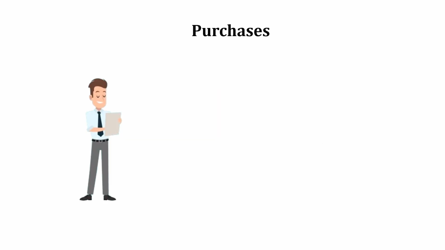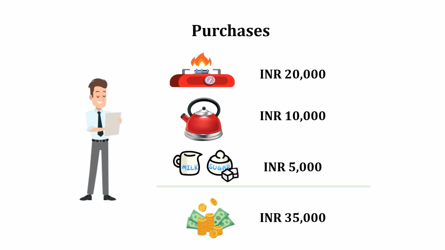If you go back to step 2 where you made purchases, you made purchases of a total of 35,000. You converted the money into your assets. So 20,000 was converted to a store, 10,000 rupees were converted to utensils, 5,000 were converted to ingredients, and thus you spent 35,000. We'll label the store and the utensils as fixed assets because we expect them to have an economic life of more than a year. We'll label milk and sugar as inventory and put it under current assets because we expect it to have an economic life of less than a year.